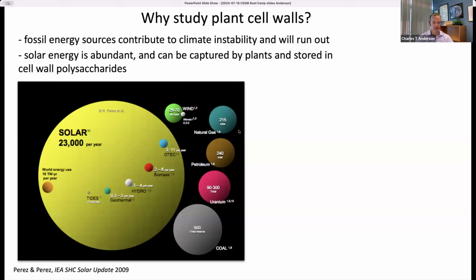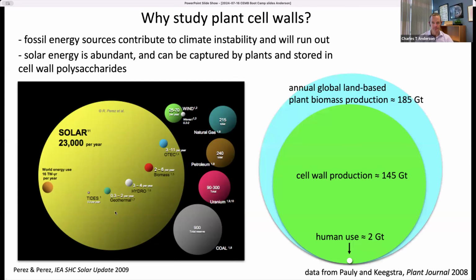The graphic on the lower left here is showing how much energy there is total in reserves of things like natural gas, petroleum, uranium, and coal, versus how much solar energy hits the planet every year, right? It's 23,000 terawatt years per year. And this is how much the world uses every year, at least as of 2009. So solar energy is really abundant, and plants are able to capture some of that solar energy and store it in the form of polysaccharides and other components of their cell walls.